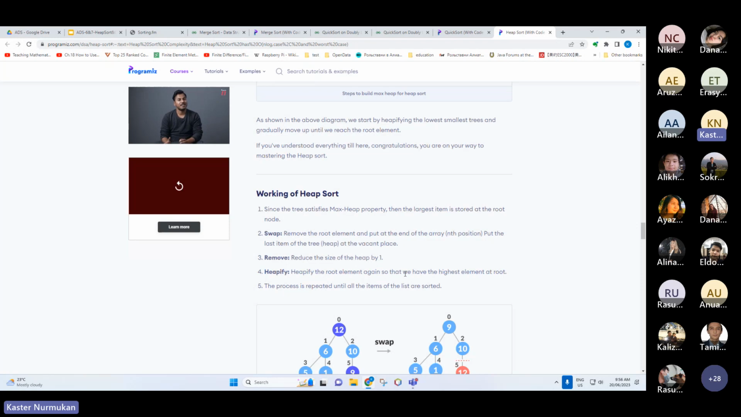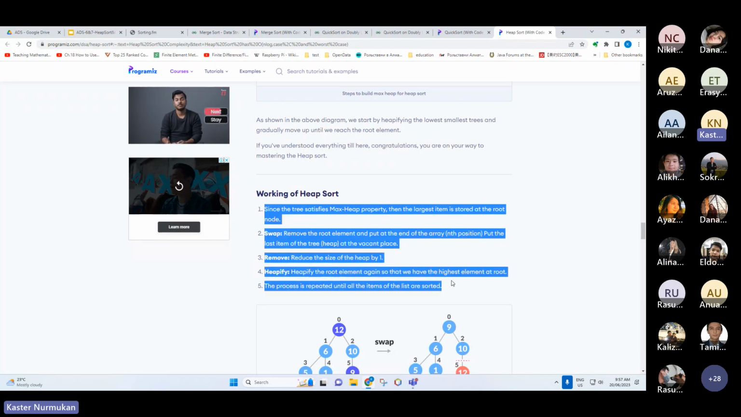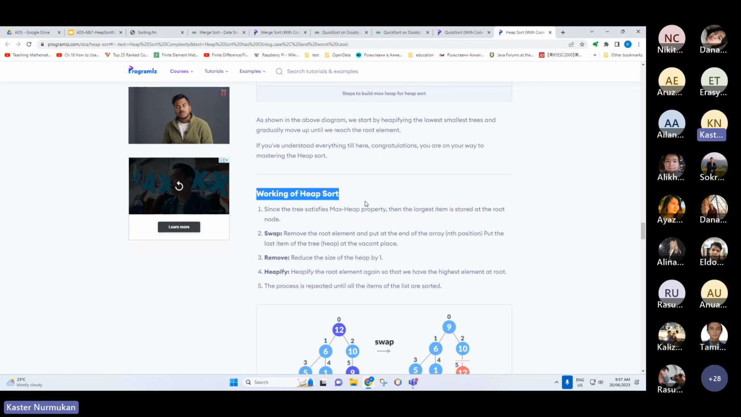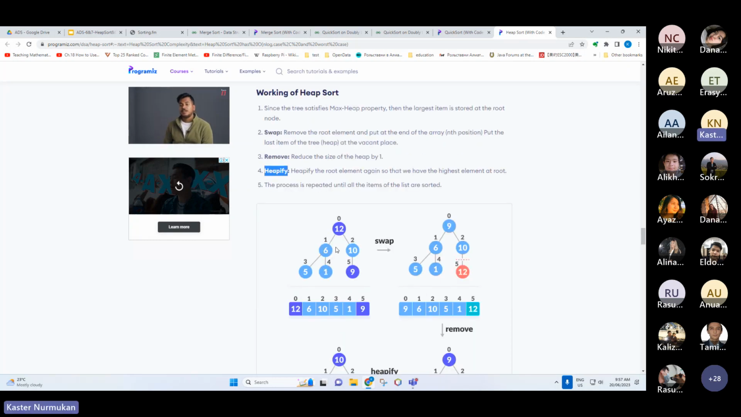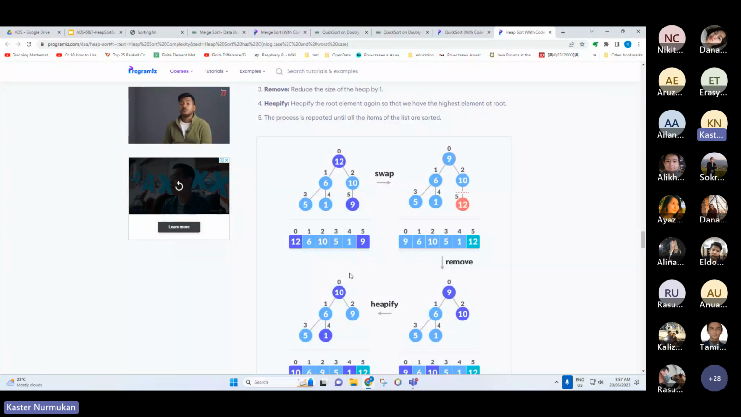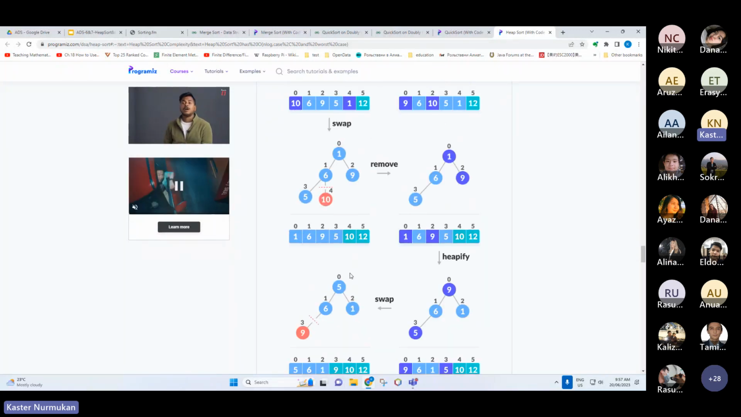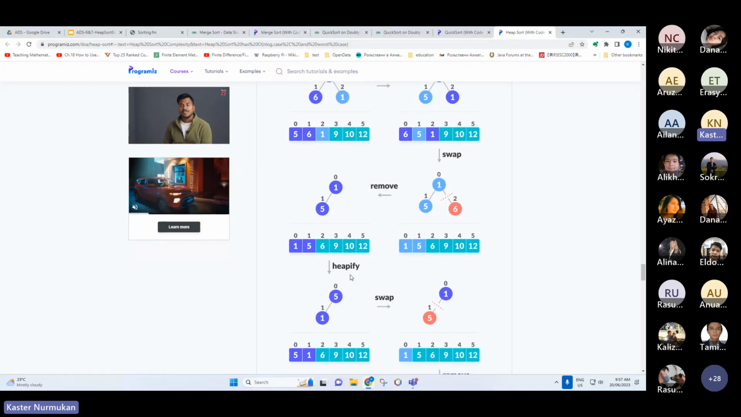Heapify the root element, so that the root element gets the highest element at the root. The process repeats until the last item has been sorted. So that's the five processes of how Heapsort works. The sort and the heapify are very interesting. I think one picture is worth 1,000 words. In order to understand, that should be a very interesting picture too. You can understand this algorithm. I think you understand it right now, right?